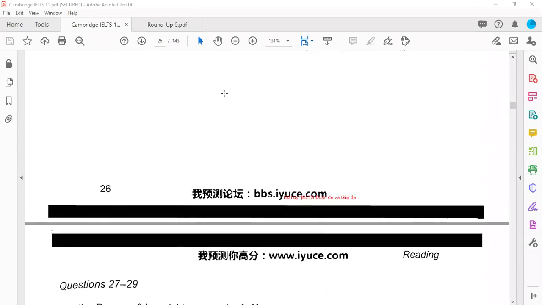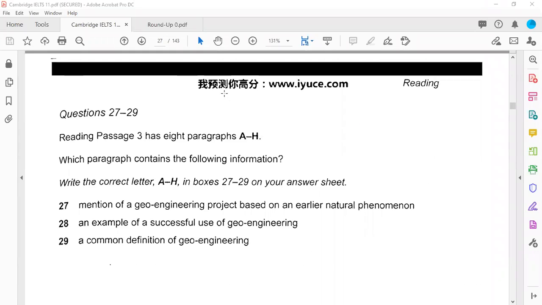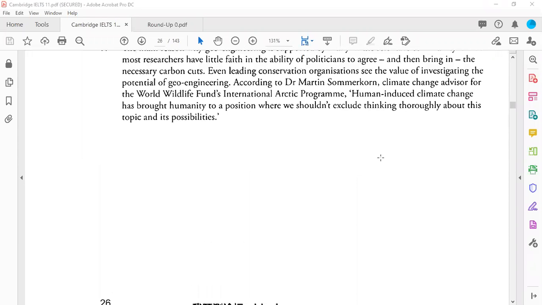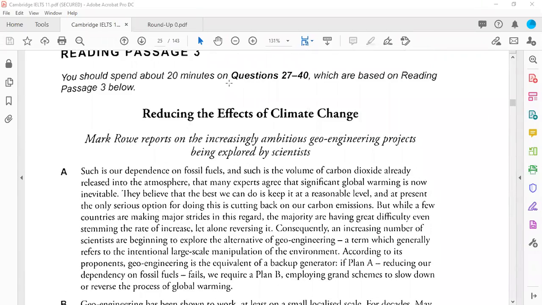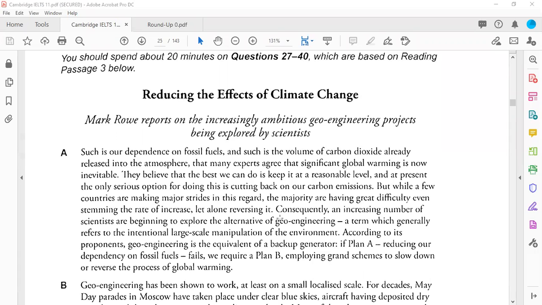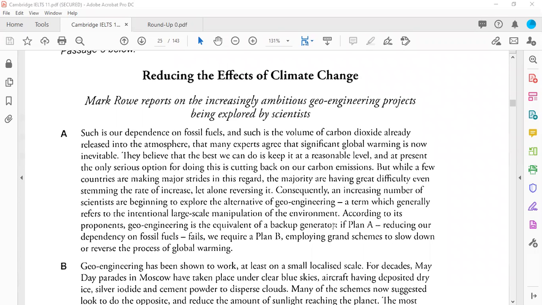Let's read the question. Mention of a geoengineering project based on an earlier natural phenomena. So first of all, we need to find a geoengineering project based on natural phenomena. Geoengineering, a term which generally refers to intentional large-scale manipulation of the environment.